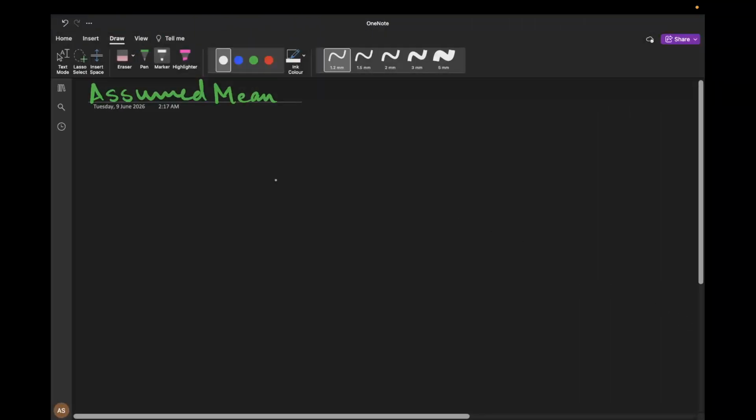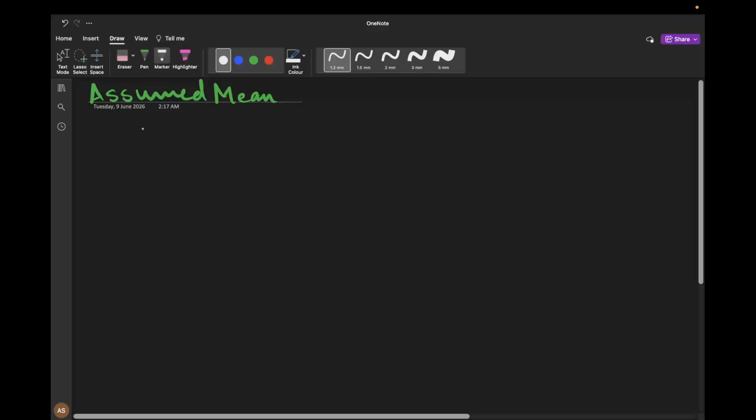Hi guys, today's session is about assumed mean. I'll quickly finish off the theory so we can practice at least 10 questions so that we become fluent in adding multiple numbers, large numbers basically.